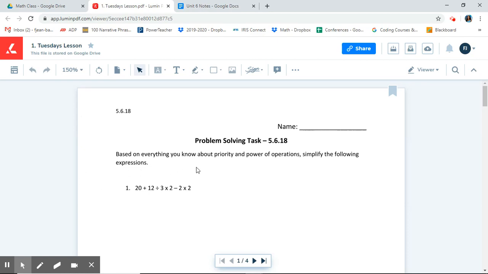Based on everything you know about priority and power of operations, simplify the following expressions. Your first expression for today's PST is 20 plus 12 divided by 3 times 2 minus 2 times 2. Go ahead and look back at your notes if necessary to solve for number 1. Once you've completed number 1, resume the video.